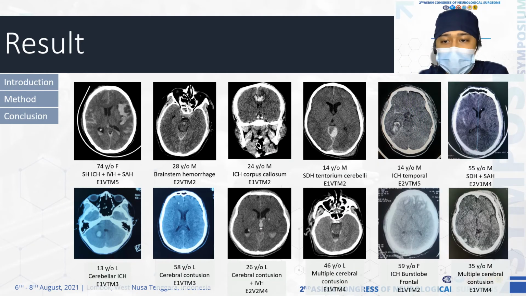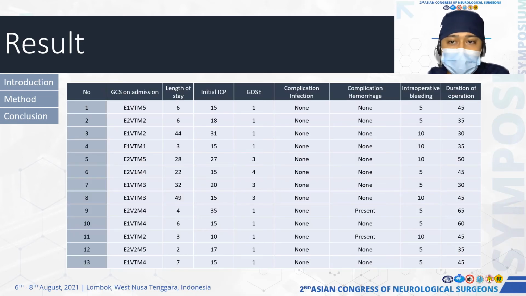So this is the result of some of our patients. There are certain patients here that are included in this study, with various kinds of intracranial lesions, one with brainstem hemorrhage, one with intracerebral hemorrhage in the corpus callosum, and most with severe diffuse injury, with GCS all lower than 8 in this case. And this is the result of our study, our series or mini series here.